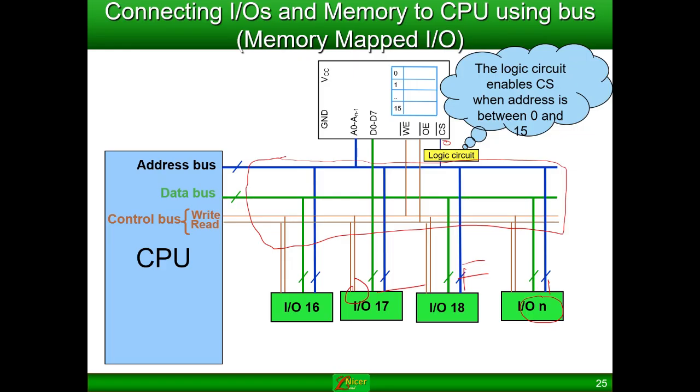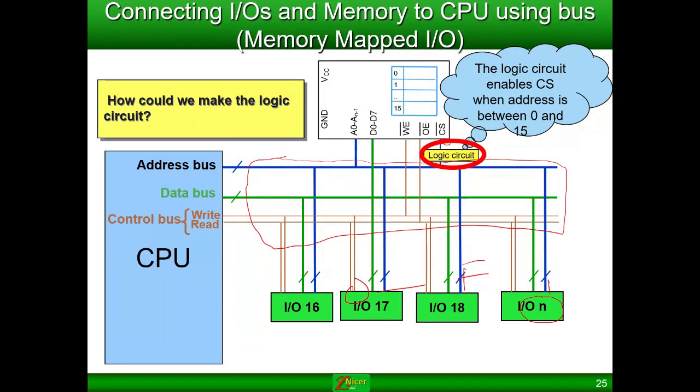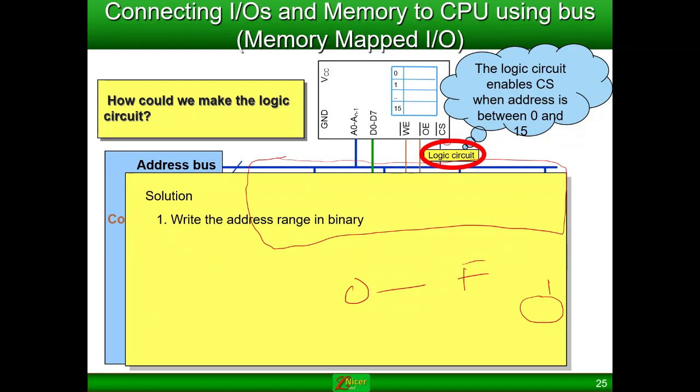And when it won't be, when the address will be from 16 up to whatever the number is, it will go on and choose the input output devices. So how could we make the logic circuit? So we have our solutions here. Write the address range in binary. We can write the address range in binary to tell the computer how it should switch between the two.